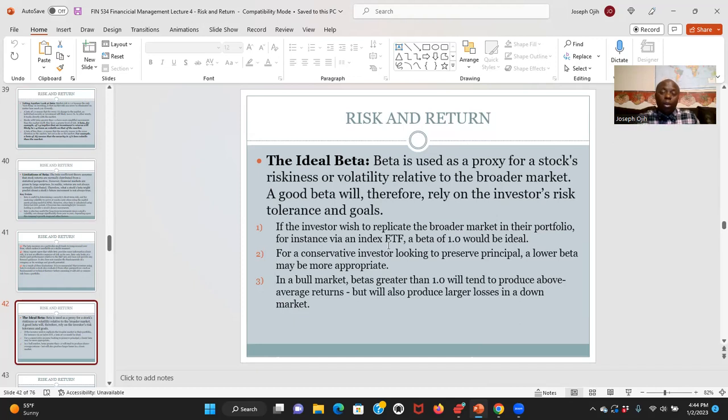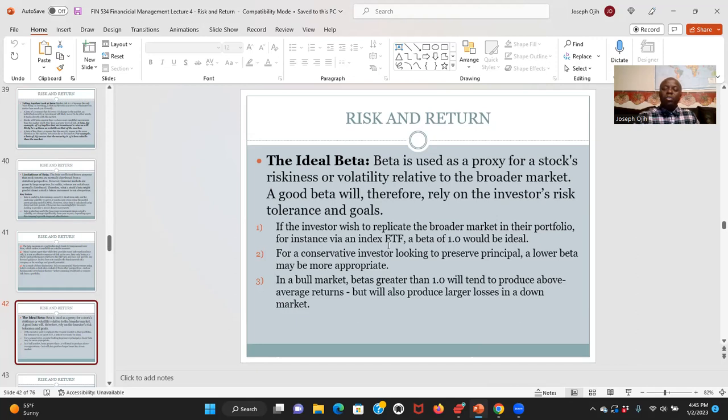Now, if you are riskier and want to take more risk, then the ideal beta for you might be a beta that is greater than 1.0, which can produce above average returns, but can also lead to big losses in a bear market.